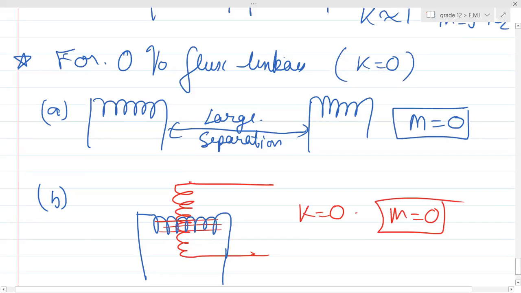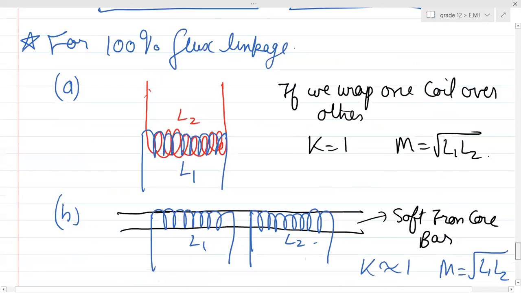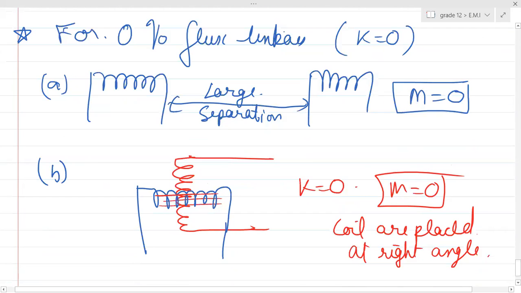So when the coils are placed at a large separation or the coils are placed at right angles, there is no flux linkage between them, and hence the coefficient of coupling becomes 0. Clear? Is this clear? Shall I give you some questions based on mutual induction? Yes, sir.